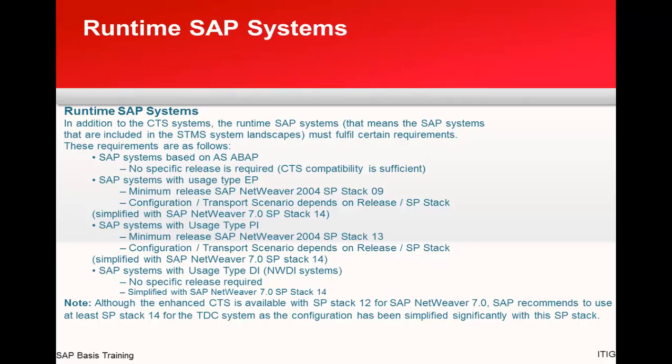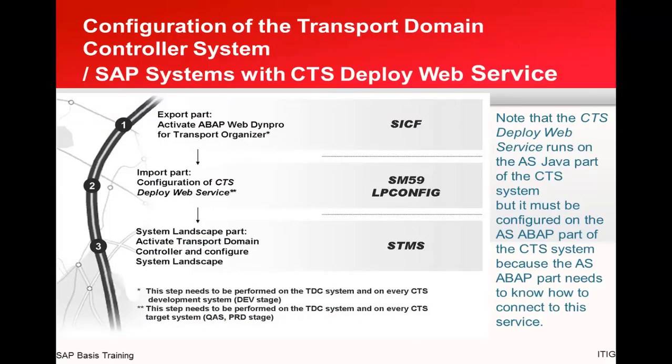Although enhanced CTS is available from Service Pack 12 onwards, 14 is recommended for the TDC system, as the configuration has been simplified significantly with this SP stack. Okay, now let's see the key steps for the configuration of the transport domain controller SAP system with the CTS deploy web service. Just note that the CTS deploy web service runs on the AS Java part of the CTS system, but it must be configured on the AS ABAP part of the CTS system, because the AS ABAP part needs to know how to connect to this service.